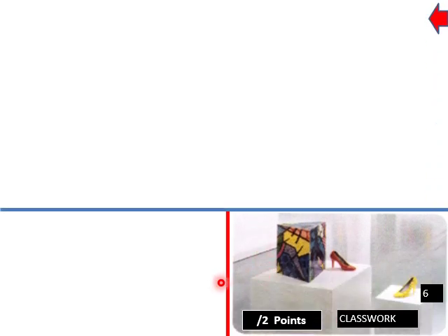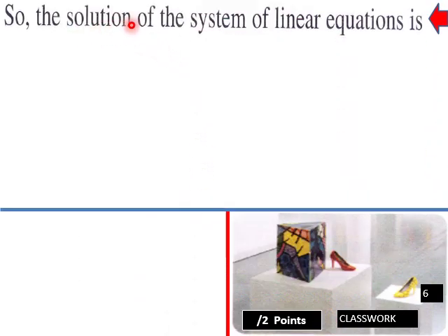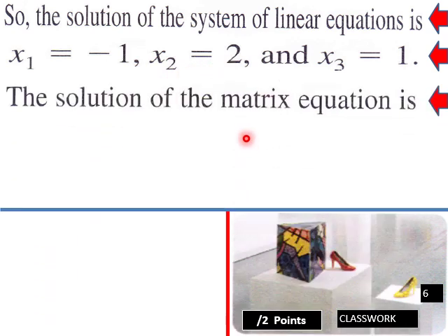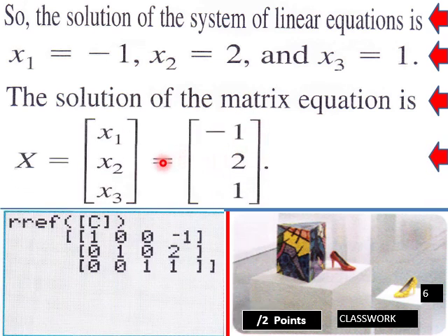Okay, getting that far into our example. So the solution of the system of linear equations is x1 equals -1, x2 equals 2, and x3 equals 1. The solution of the matrix equation is x1, x2, x3, and that lines up over here, -1, 2, and 1 as a column. And this would be how it would look here on your calculator. Here is your identity matrix, and you end up with -1, 2, and 1 for that.